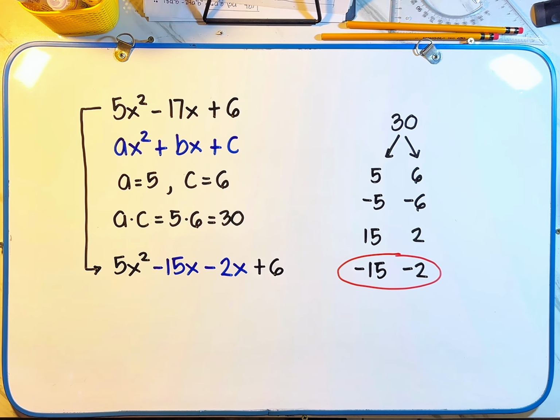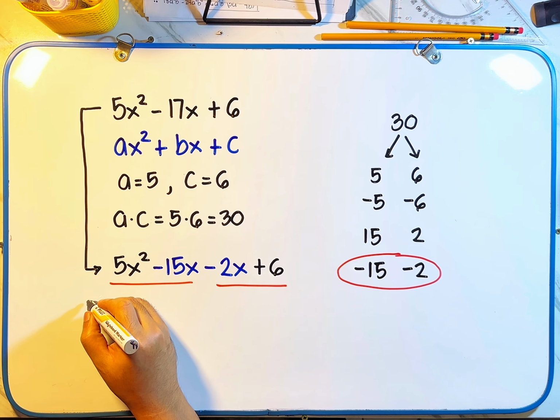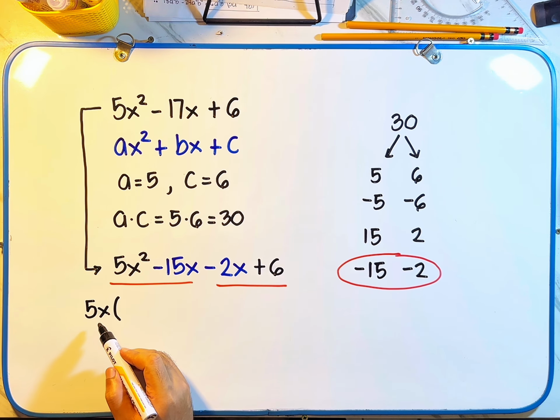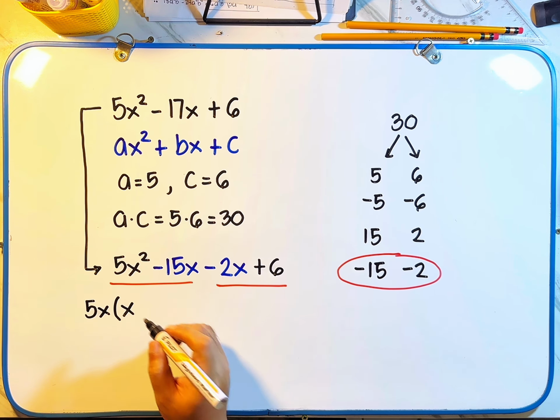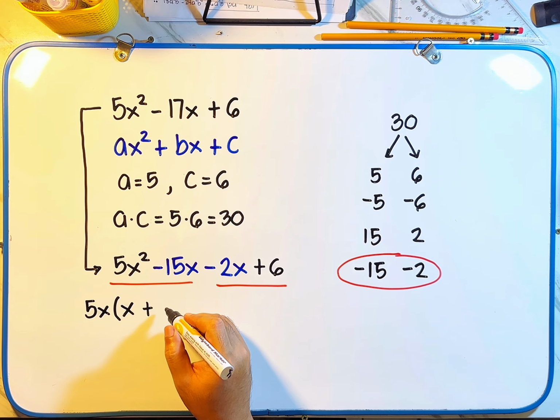What do I mean? We will group these terms, and then we will group these terms. And in each group, we will take out the GCF, or the greatest common factor. The GCF of the first group is 5x. So let's take out 5x. 5x squared divided by 5x is simply x. Negative 15x divided by 5x is negative 3.